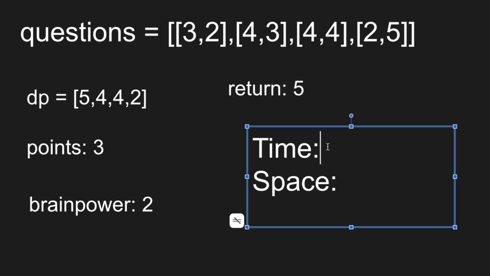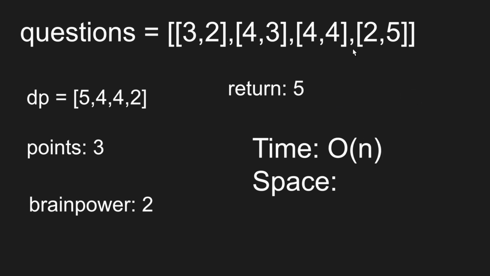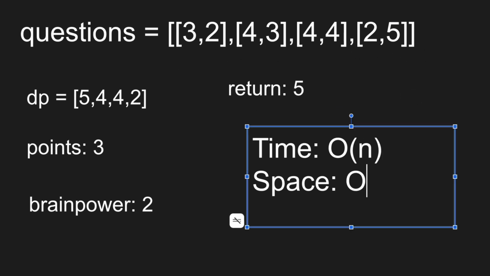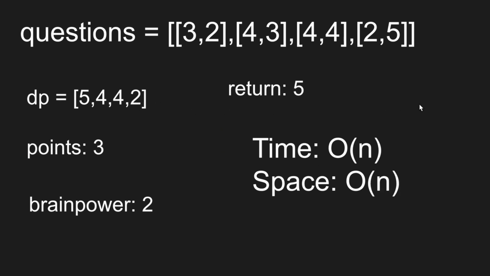The time complexity would be O of n, where n is the number of elements in the questions array, because that is the number of times we may need to iterate through. And the space complexity will also be O of n, because this DP array will take up O of n space. So now let's get to the coding part.